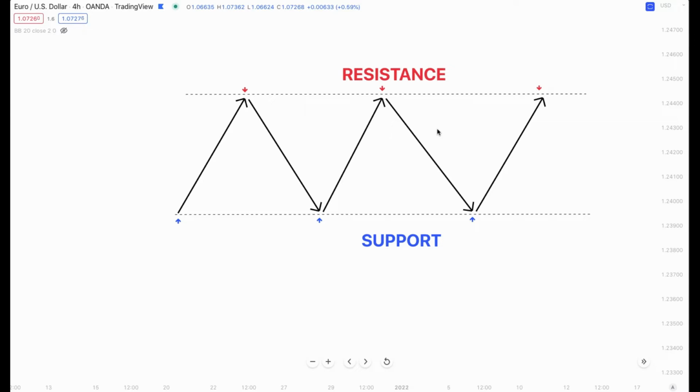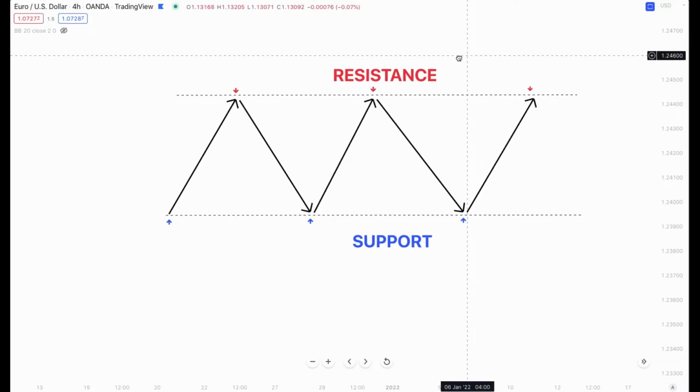Now, we have two types of levels within support and resistance. We have the major support and resistance levels, and then we have the minor support and resistance levels. The major levels we find from a higher time frame. The minor levels we find more and more minor as we go lower and lower into the different time frames. As a base, this is what we are looking for.